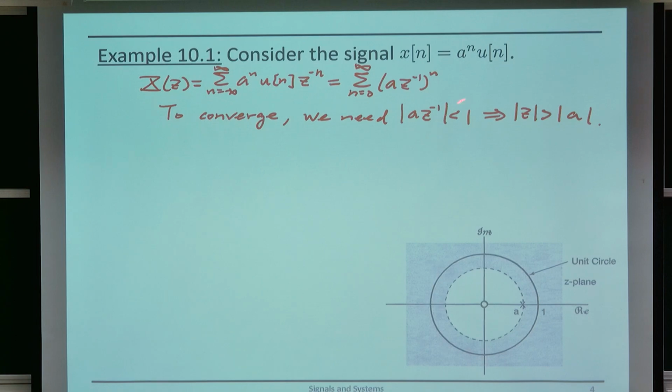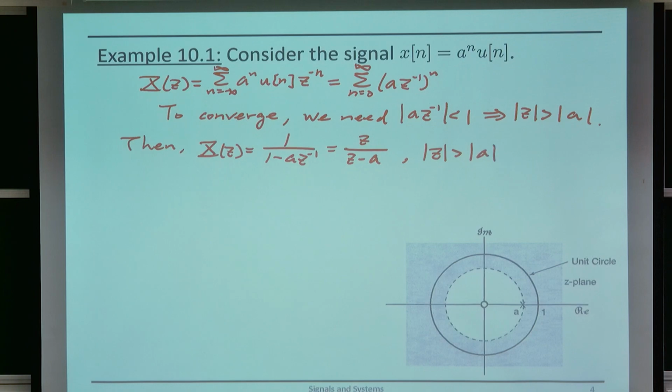So assuming that this condition holds, we can apply the formula for the summation of a geometric series. Then X(z) is equal to 1 over 1 minus a z to the power minus 1. And if you multiply both the numerator and denominator by z, you get z over z minus a. And this is for a region of convergence corresponding to the absolute value of z greater than a.